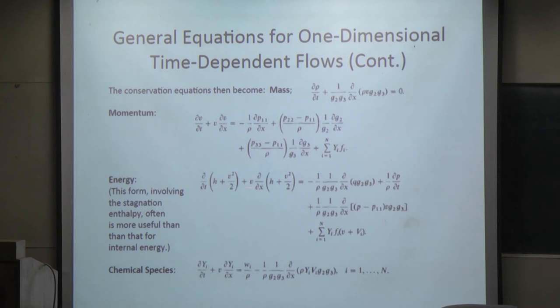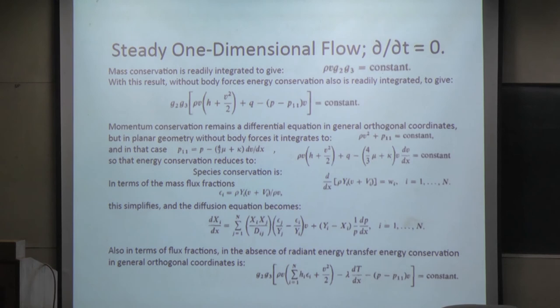So this is a simplification in going from general three-dimensional situations to time-dependent one-dimensional situations. If in addition the flow is steady so that the time derivative is zero, then a lot of these equations become just algebraic equations. Mass conservation: rho v A is equal to a constant, where g2 g3 is the cross-sectional area.